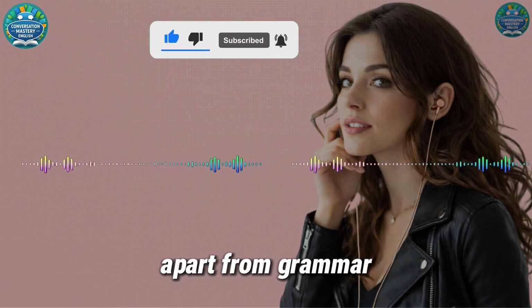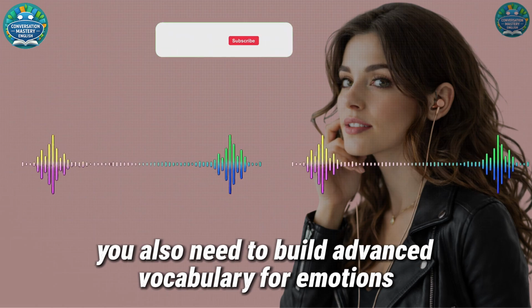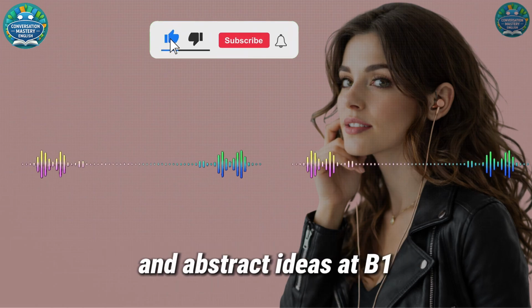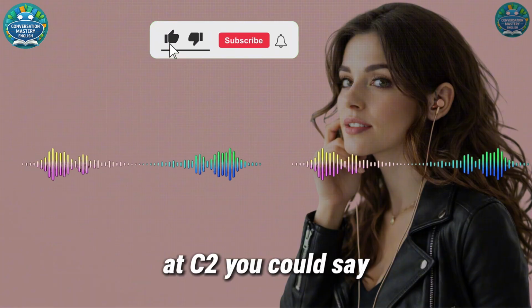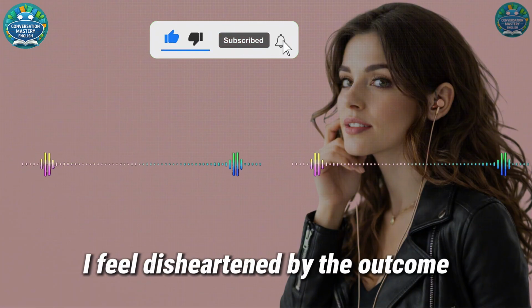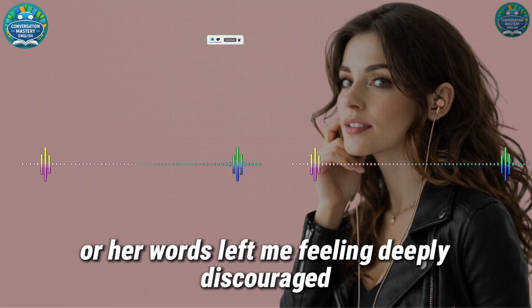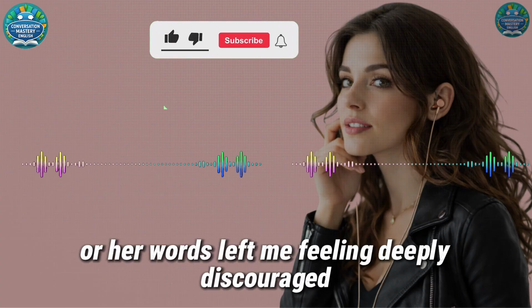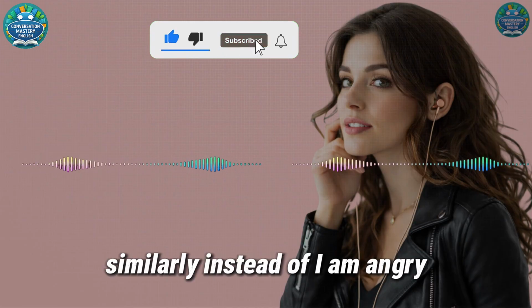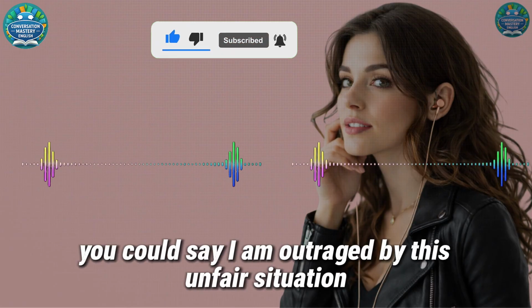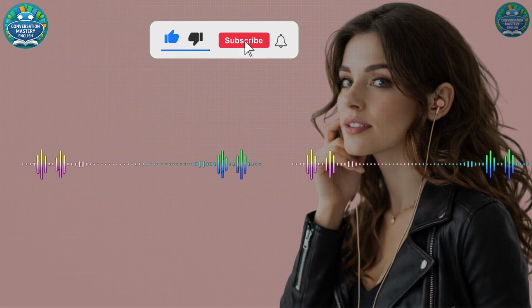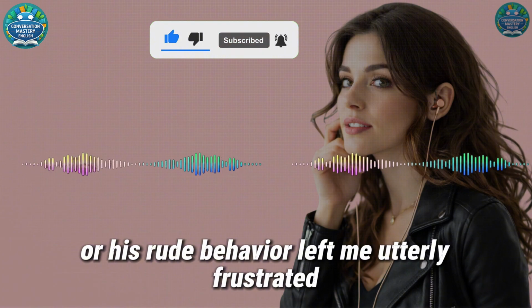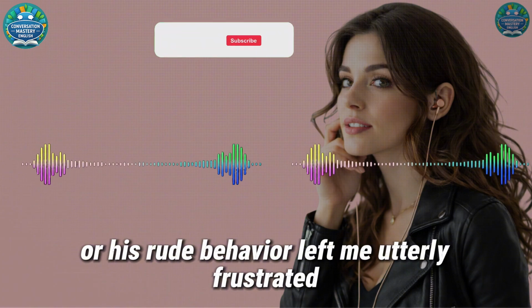Apart from grammar, you also need to build advanced vocabulary for emotions and abstract ideas. At B1, you might say, I am sad. At C2, you could say, I feel disheartened by the outcome. Or, her words left me feeling deeply discouraged. Similarly, instead of I am angry, you could say, I am outraged by this unfair situation. Or, his rude behavior left me utterly frustrated.